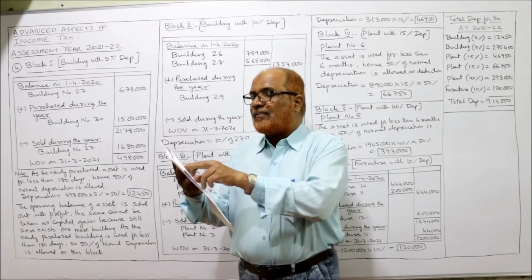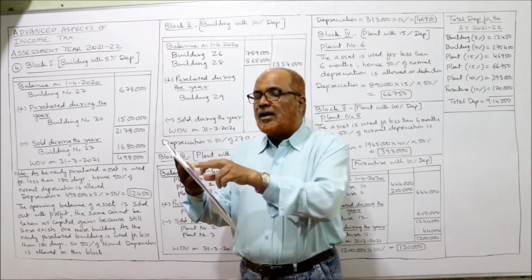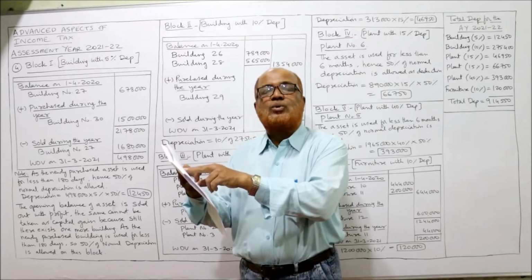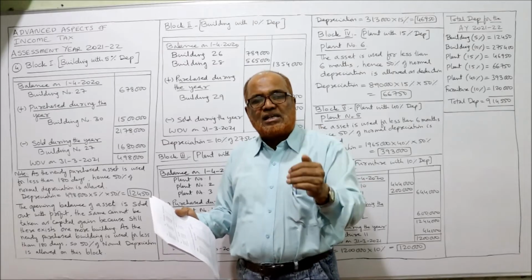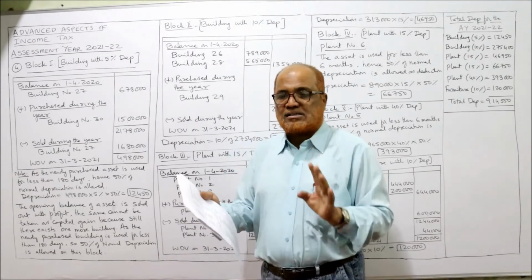Then plant number 5, purchased on 20 February 2021. And plant number 6, purchased on 1st March 2021. These 3 assets are purchased and used for less than 180 days. So 50% of normal depreciation will be applied on these 3 assets.